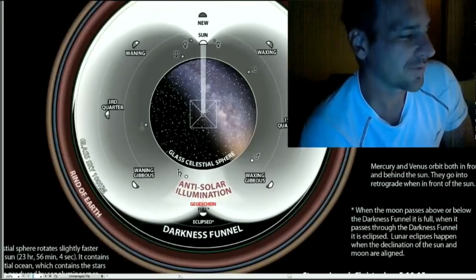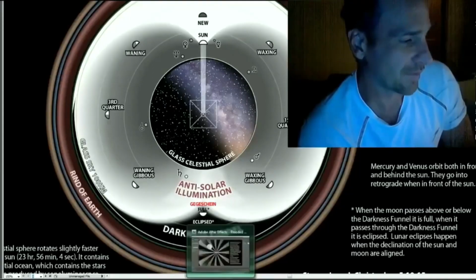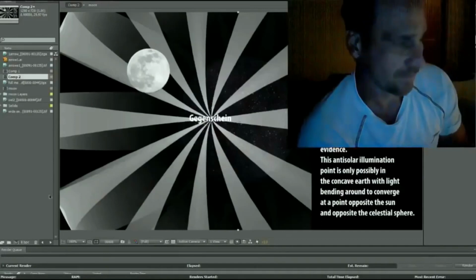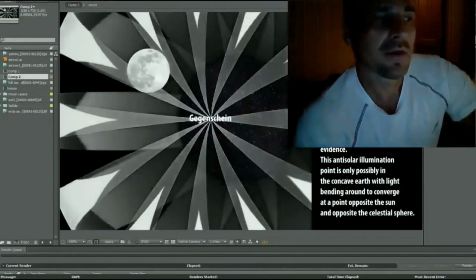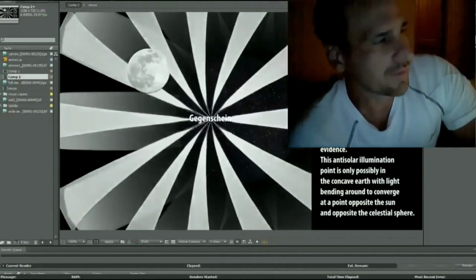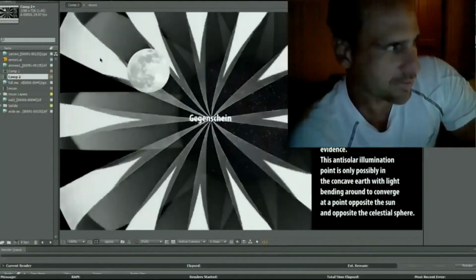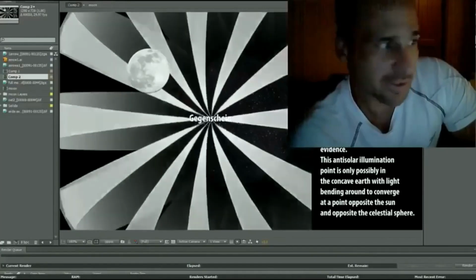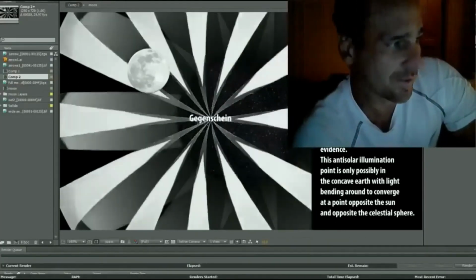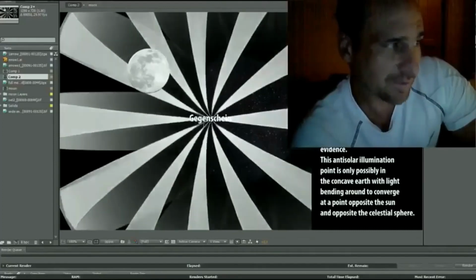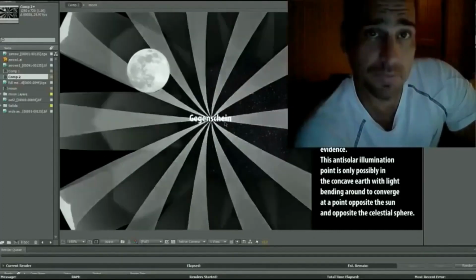And I was going to illustrate that, I was going to animate that. I did animate that. Let me just start this rendering here, but these contour lines are showing how the light is converging at this little convergence point. And I didn't even know they had a name for this. They call it the Gegenschein.